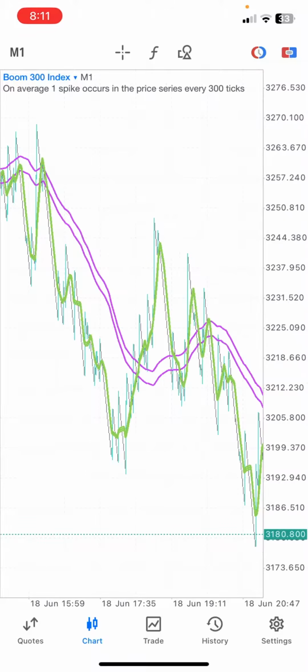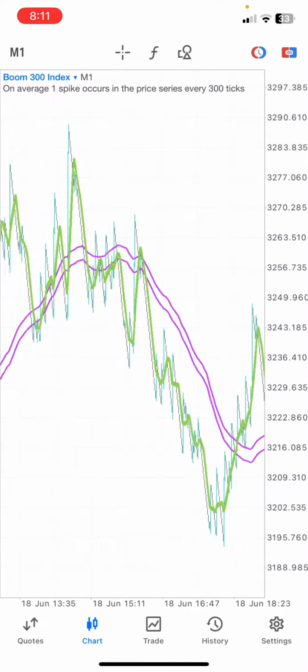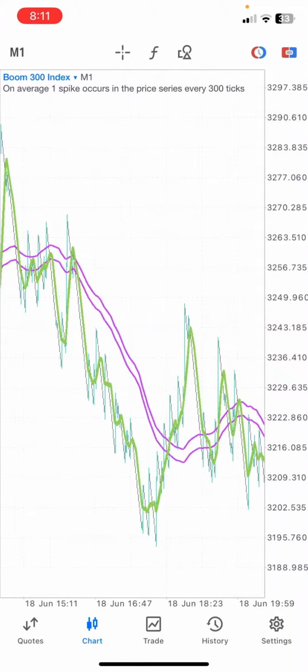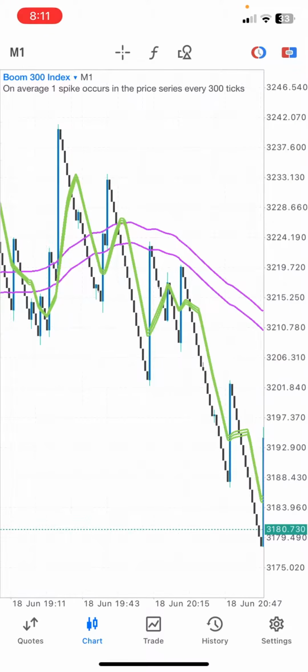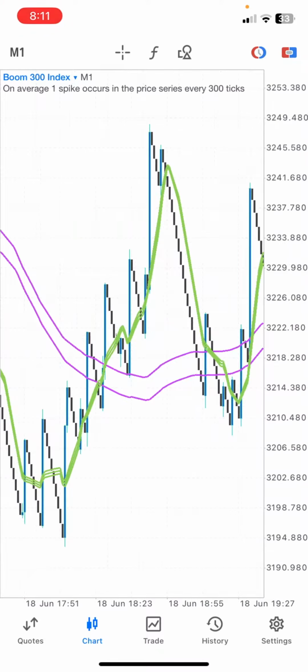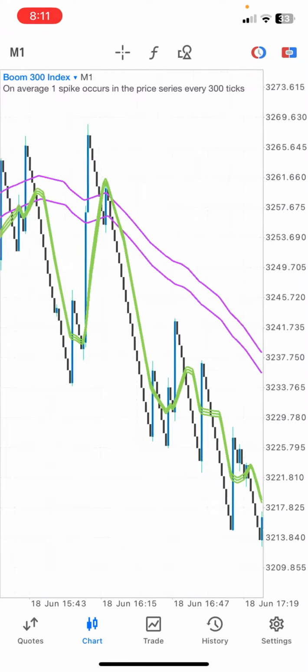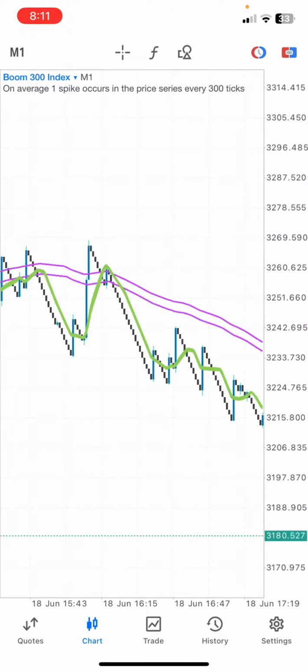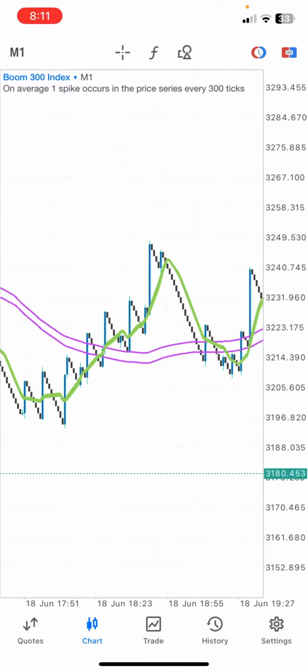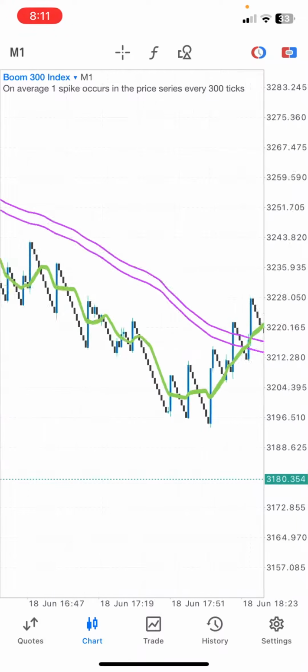Talking about the zoom level, you can use any zoom level you desire, but this is the zoom level that I'm going to be using for this video. So how are you now going to be making use of this strategy?